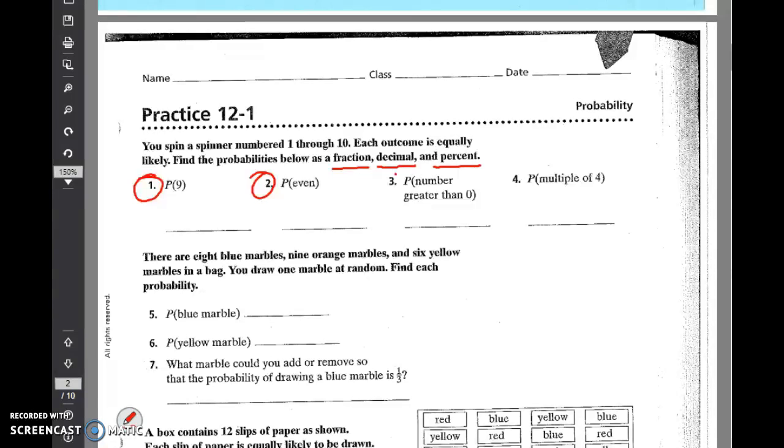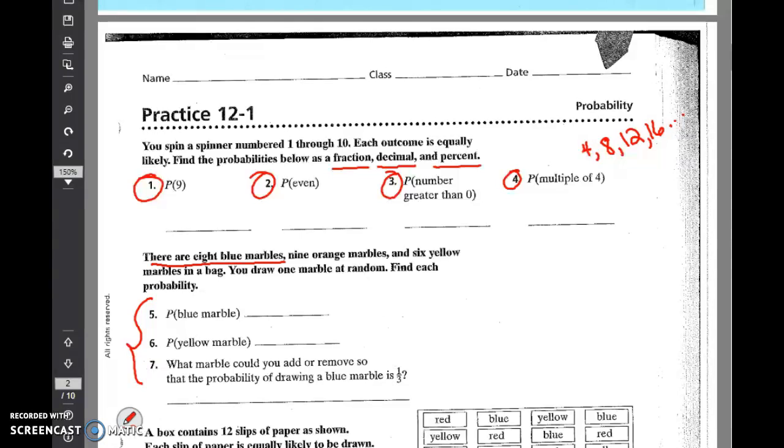You'll be doing question 3, question 4, remembering that multiples are when you repeatedly multiply your number. 4 times 1, 4 times 2, 4 times 3, 4 times 4. Followed by 5 through 7.